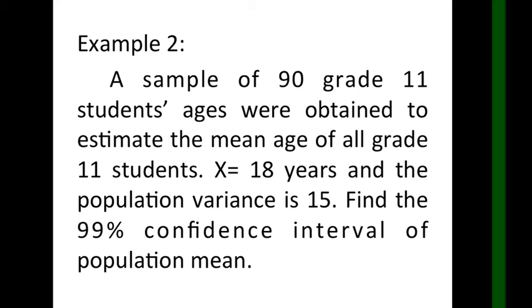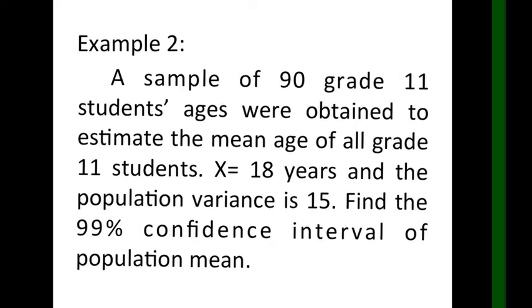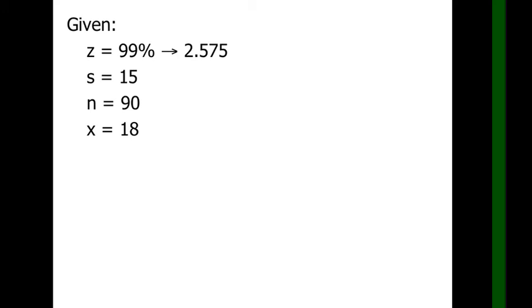Okay, so we have 90 as the number of our population. X is the mean, so that is 18. And the population variance is equal to 15. Now, we have 99% confidence interval, which is equal to Z. So, this will be now our given. The 99% is equal to 2.575. S is equal to 15. Well, actually, that is sigma. And N equals 90. For the X, we have 18.